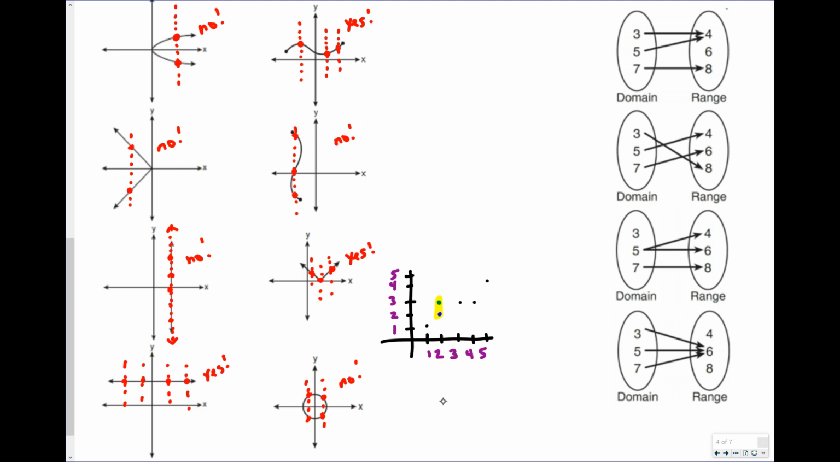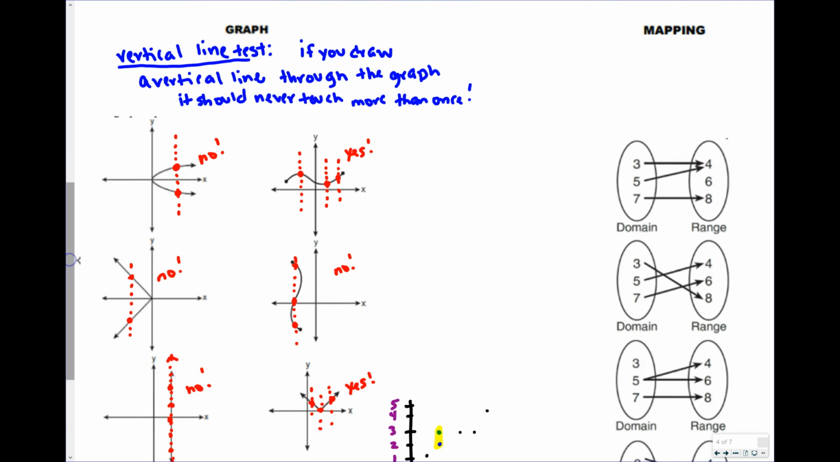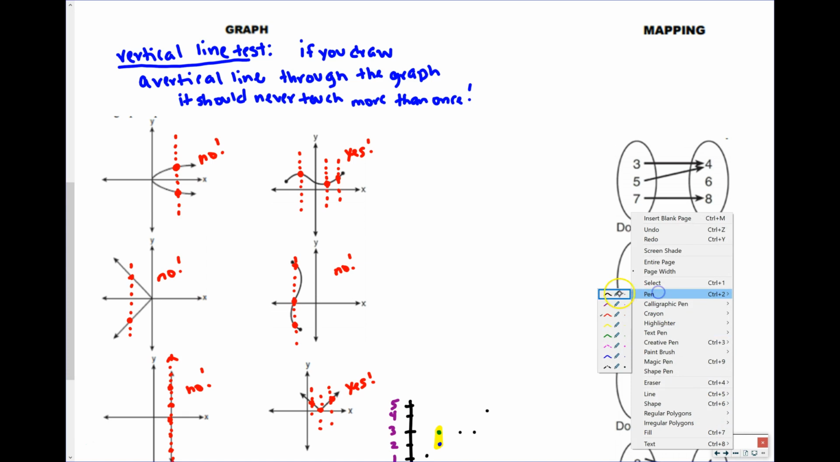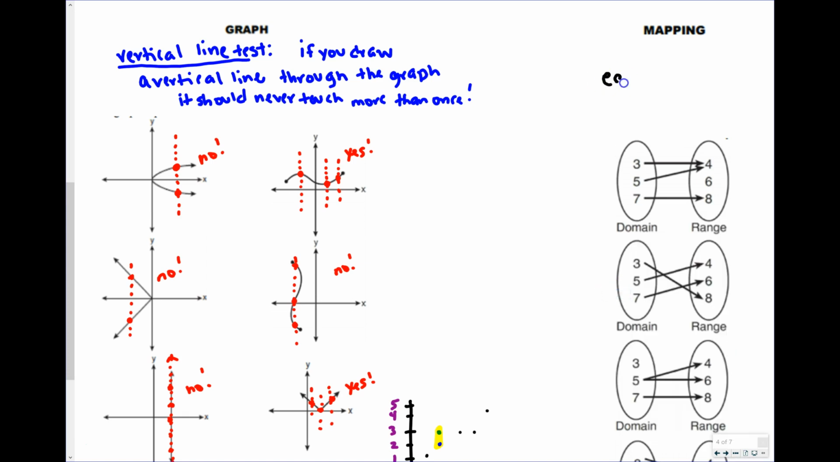Okay. Finally, the last type of way to see if something's a function is by mapping, and I think this one's the easiest one to look at. Really, for this one, you're just seeing that each input maps to one output. So right here, 3 goes to 4, 5 goes to 4, 7 goes to 8. They each go to one, so it's okay, it's a function.